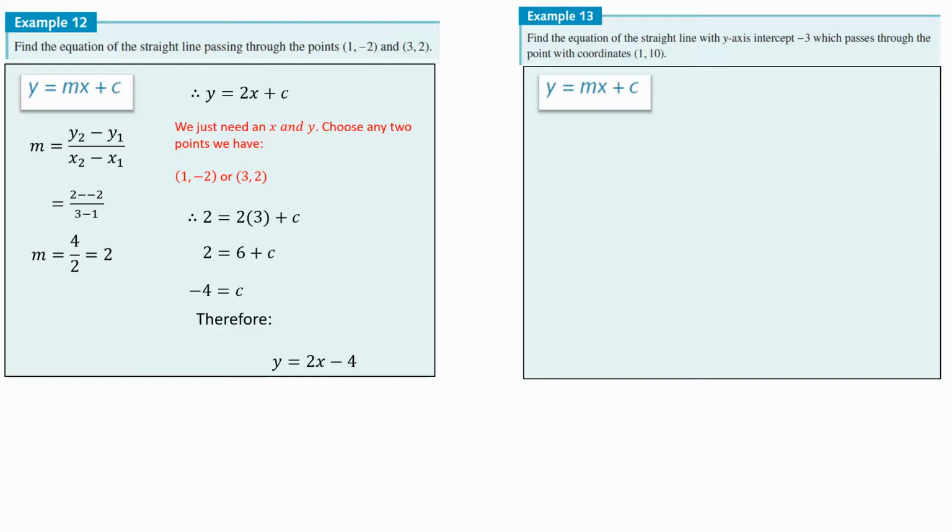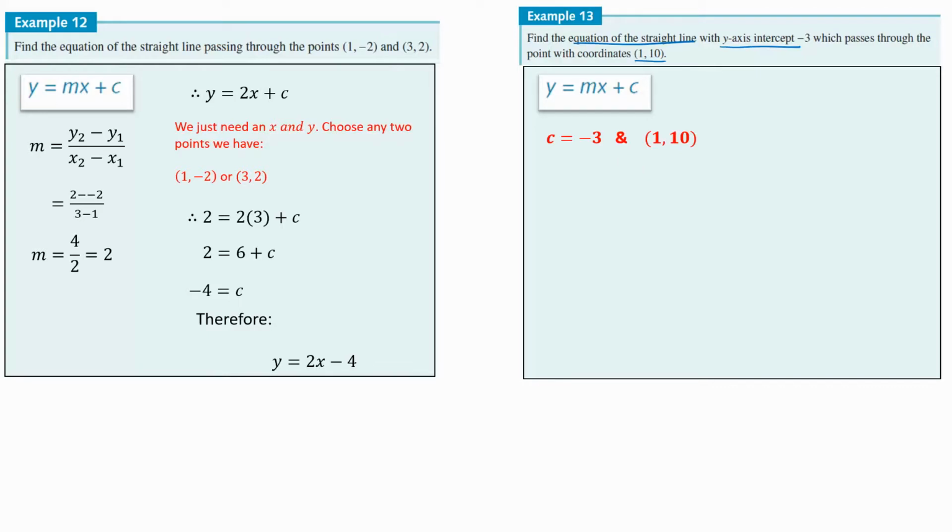Example 13. Find the equation of a straight line with y-axis intercept of negative 3, which passes through the point with coordinates 1, 10. If you follow the same thing again, what have they given me? This time they gave me the equation of a straight line, which we know is this. They gave me the y-axis intercept, which is negative 3, and it passes through this point. So they gave you a coordinate and a y-intercept. They didn't give you m. Now your job is to find out m. It's just a problem-solving thing.